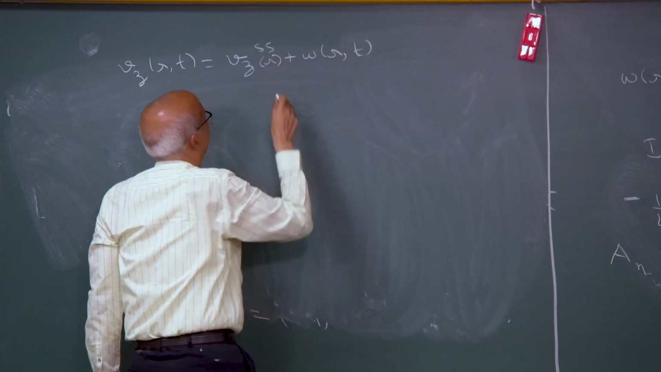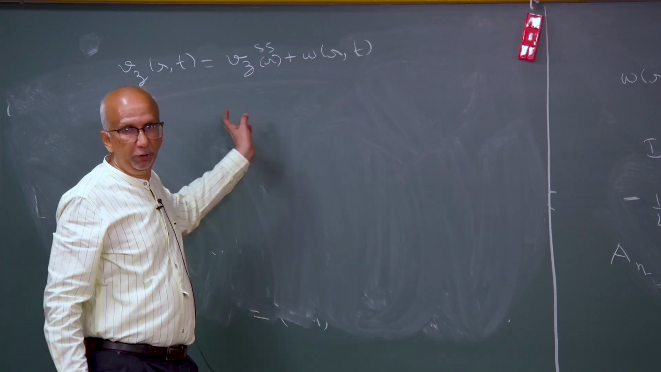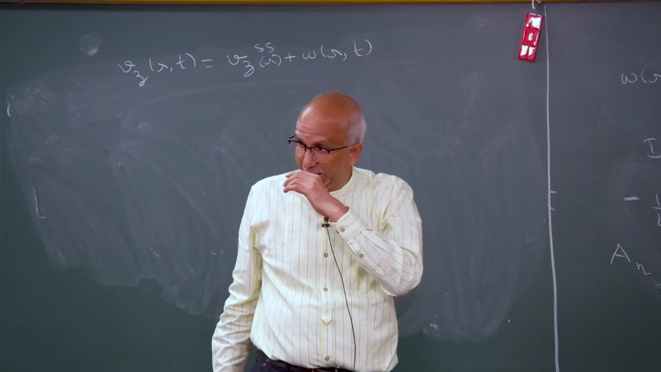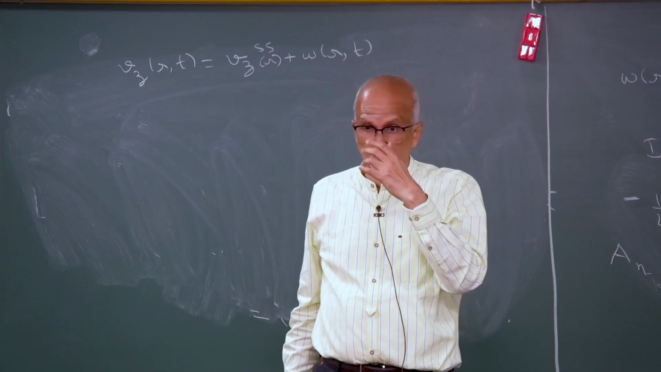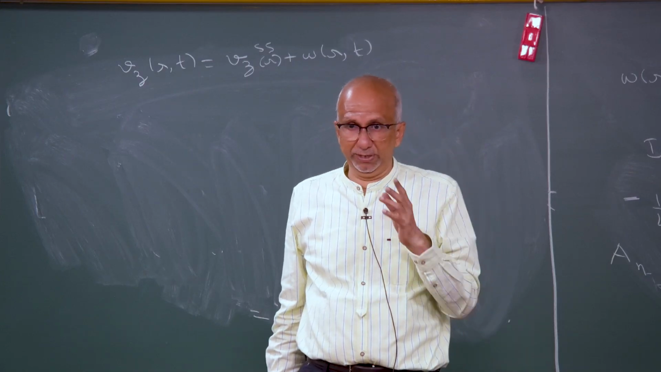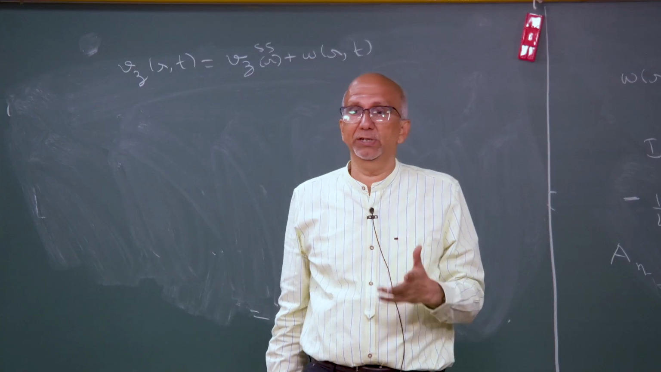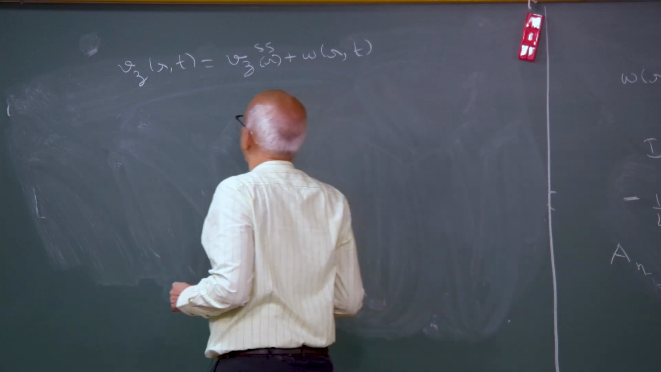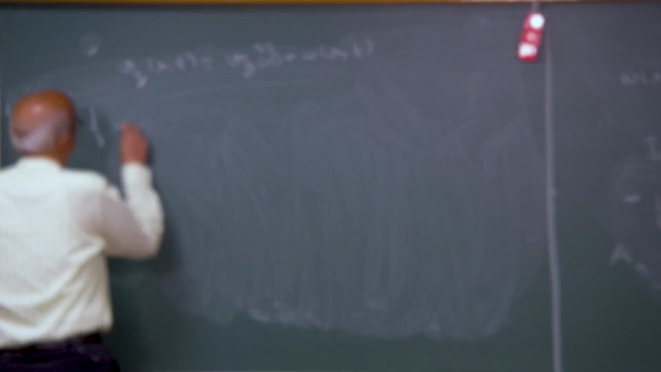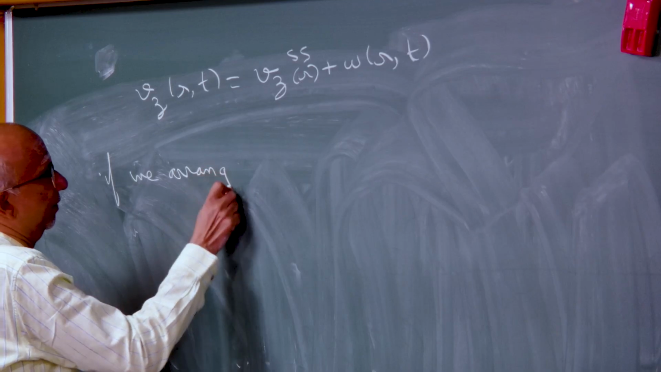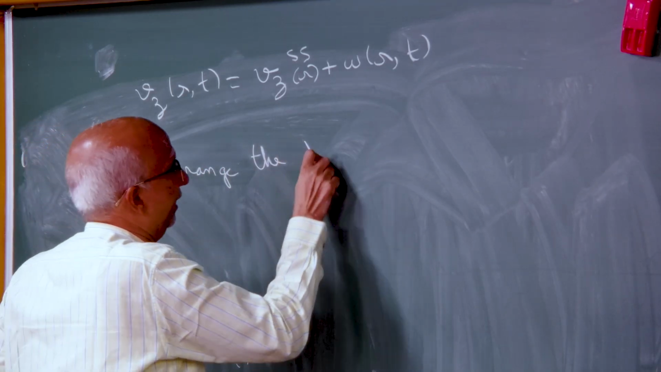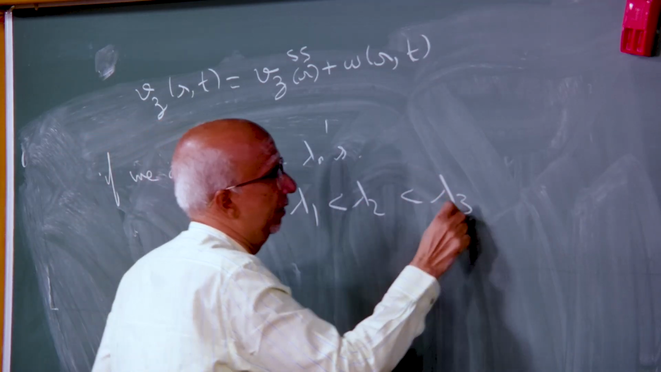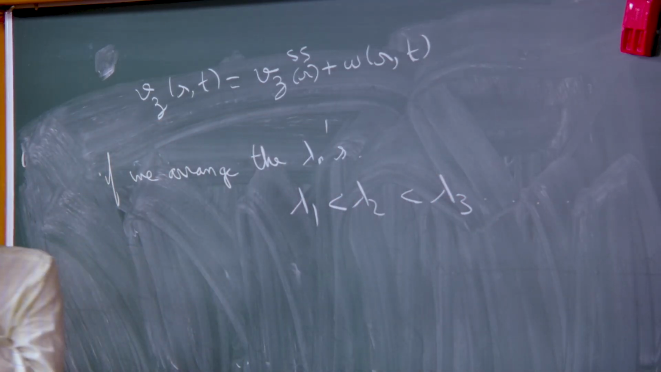Vz_ss depends only on r. We want to find out Vz. So the question is, how much time do I have to wait for the system to go to steady state? That is one of the questions we are interested in. What is going to decide this? If we arrange the lambda_n so that lambda_1 is less than lambda_2 is less than lambda_3, and so on.